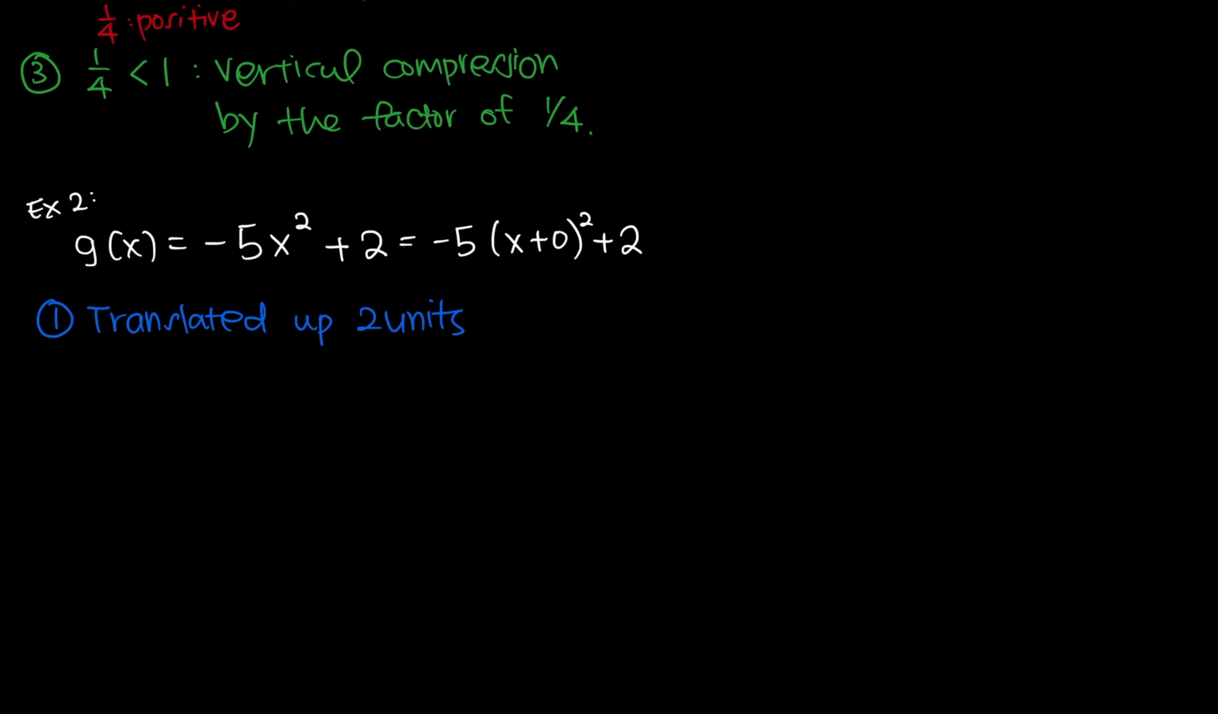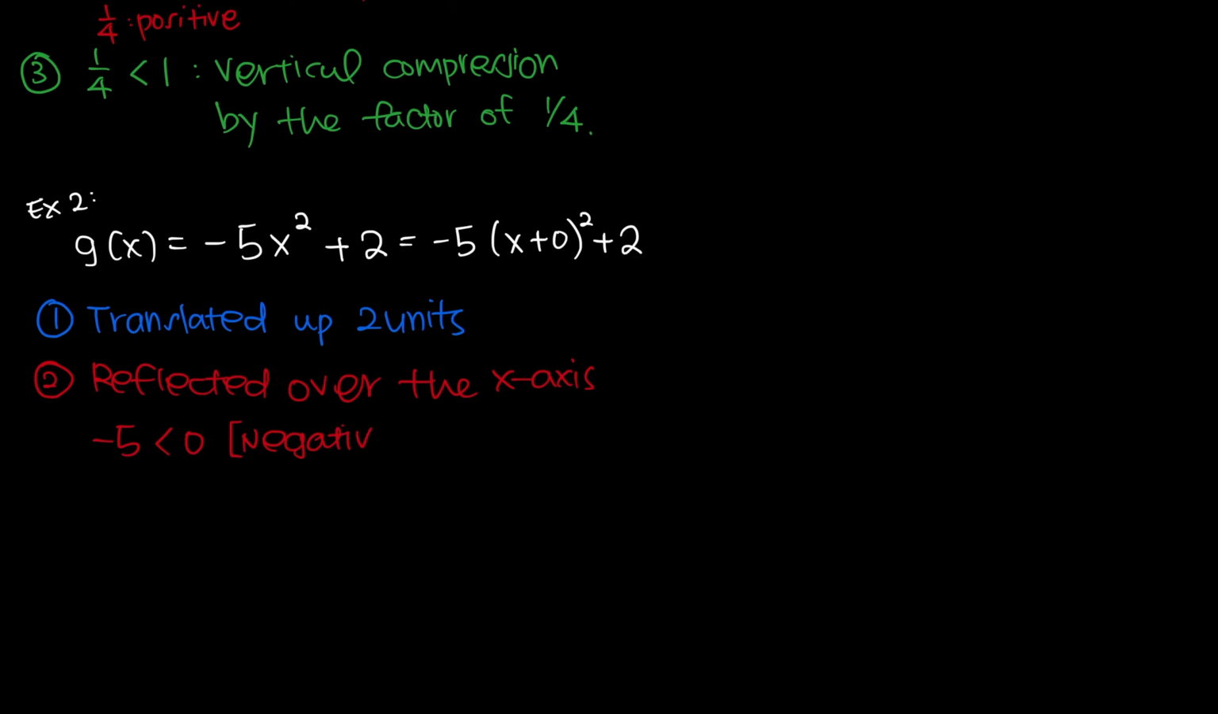For the reflection, it is reflected over the x-axis because a is negative, right? Negative 5 is less than 0. Whenever a is negative, you get a sad face, meaning your parabola will be facing down.